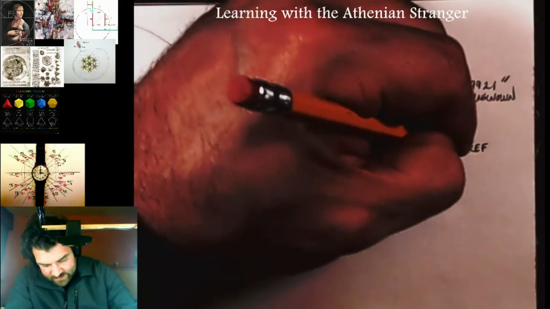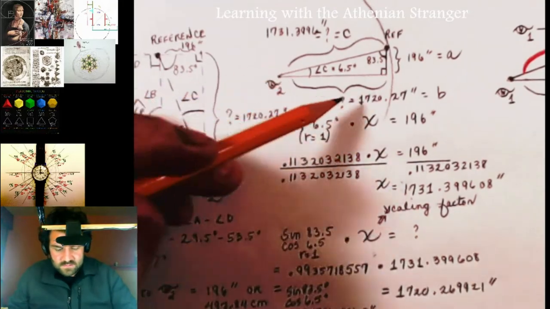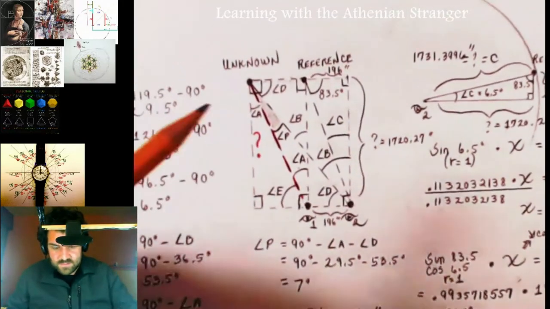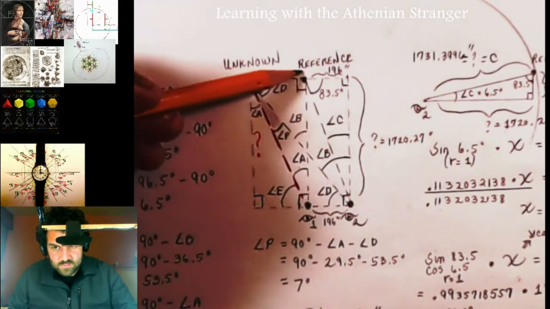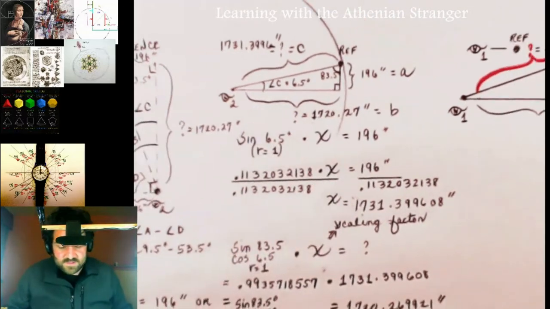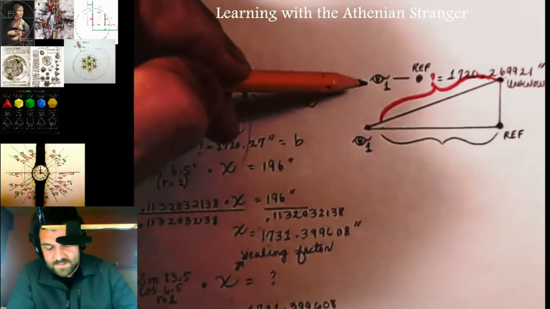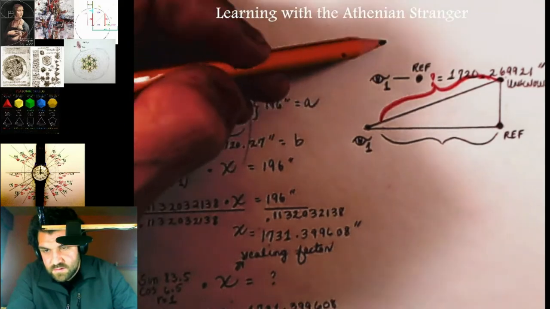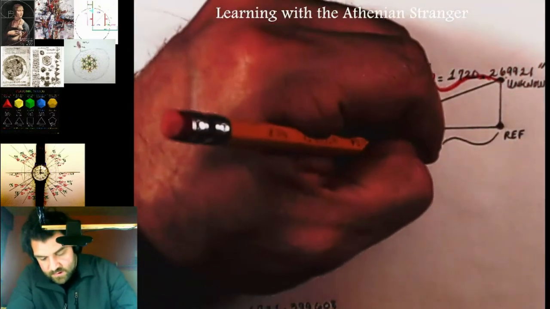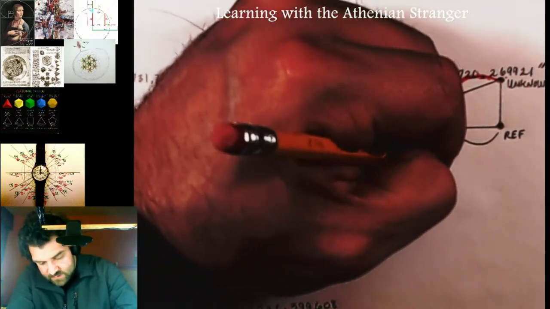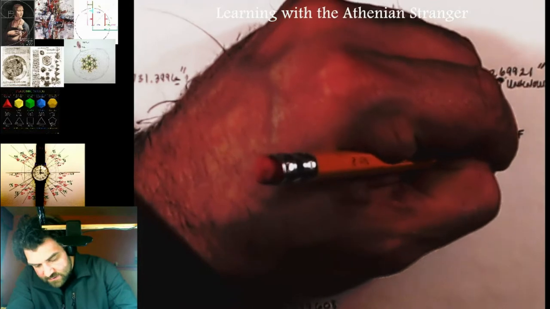Well, how am I going to find that? Well, I already found this distance. That's this height, from my first viewing location to the reference light pole, which we computed as 1720.269921 inches. Sighting location 1 to the reference light pole: we computed it to be 1720.269921 inches.